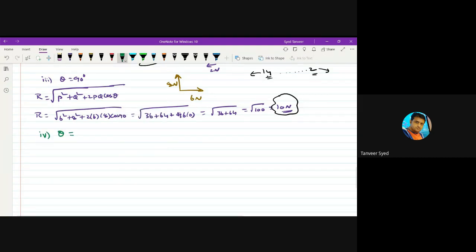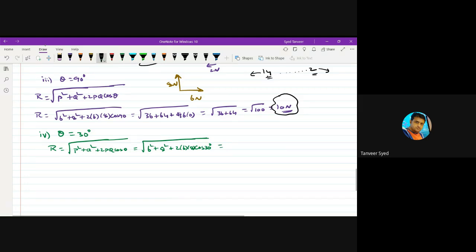What is it for 30 degree? Theta equal to 30 degree. Resultant is root of p square plus q square plus 2pq cos theta, which is root of, p is 6, q is 8. So 6 square plus 8 square plus 2 into 6 into 8 into cos 30 degree.